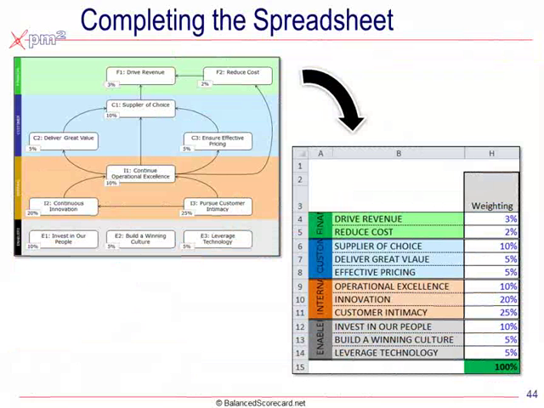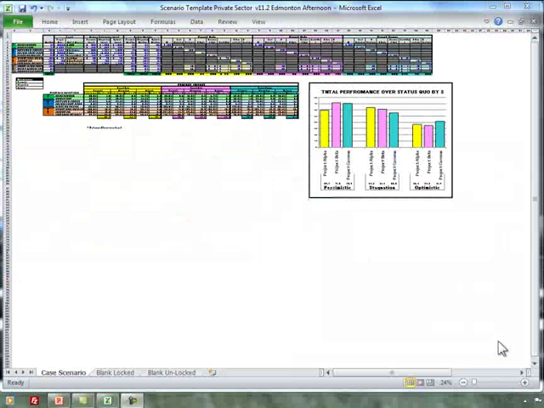So on the attached spreadsheet, you now need to begin entering in the strategic objectives and the weightings. So in column B, you enter in the strategic objectives, and in column H, you're going to write in the weightings that you have agreed to. It looks a bit like this. So this is what the spreadsheet looks like.